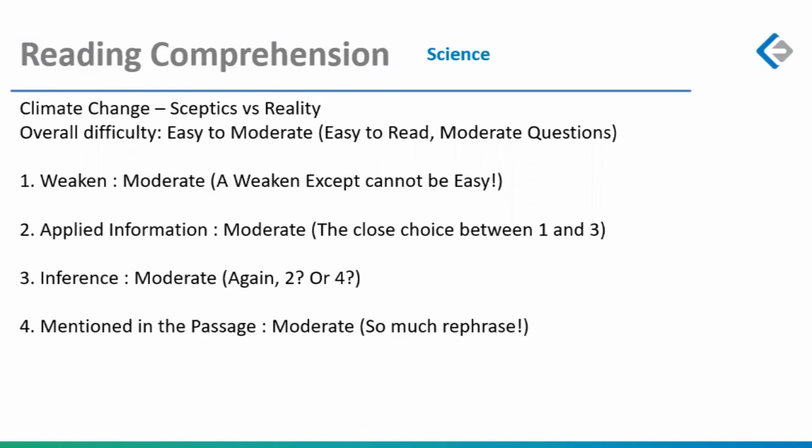Then you had an applied information question, again a moderate. Why? Because first and third were close choices. An inference question where the confusion shifted. The previous question, the confusion was between 1 and 3. Now the confusion was between 2 and 4. And then the mention in the passage question, which was actually easier than the other 3.